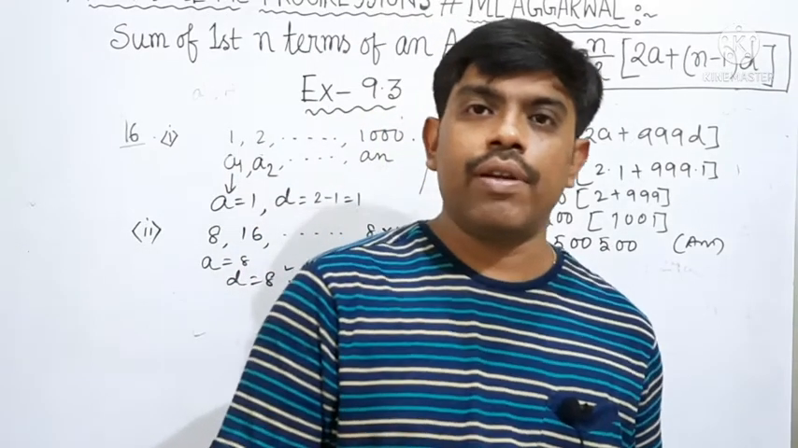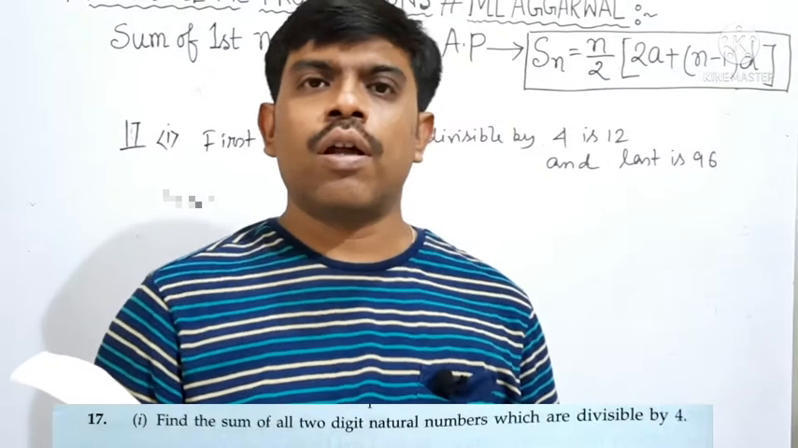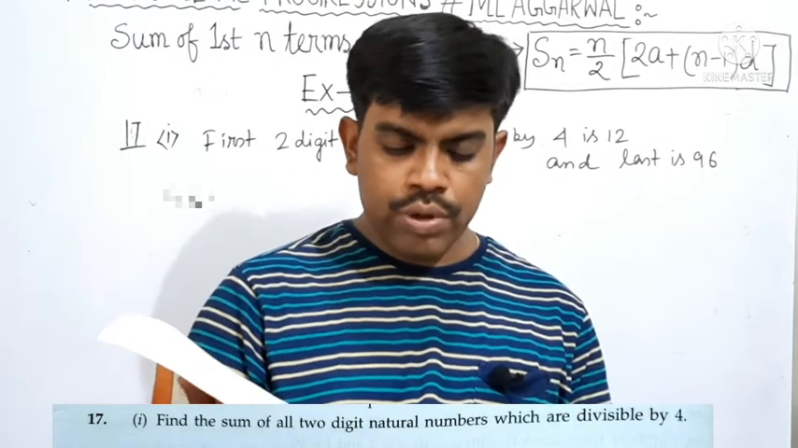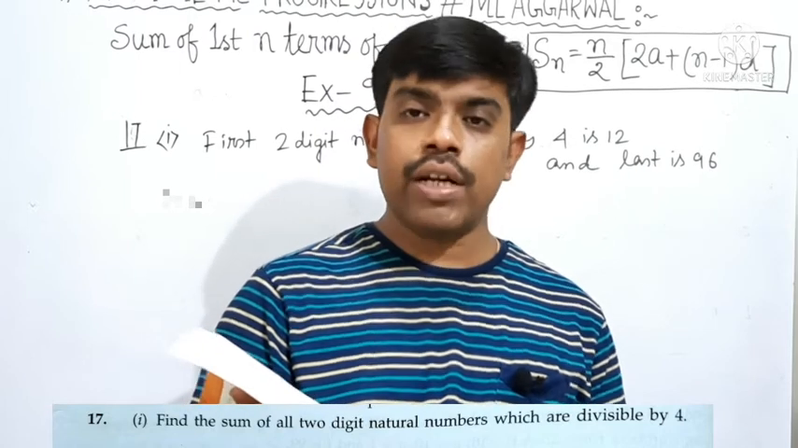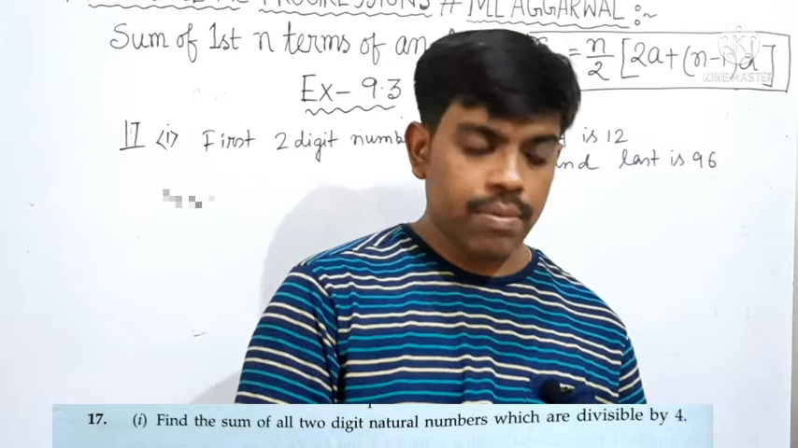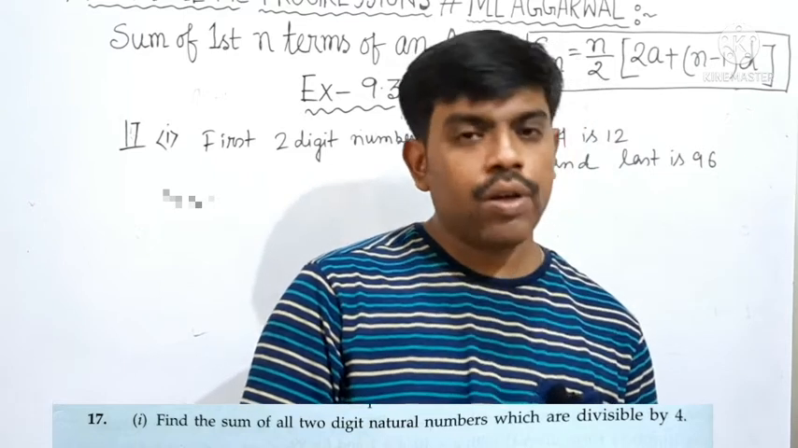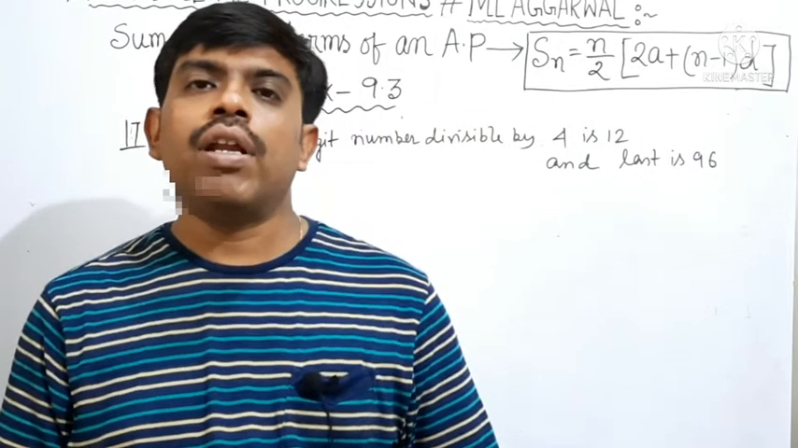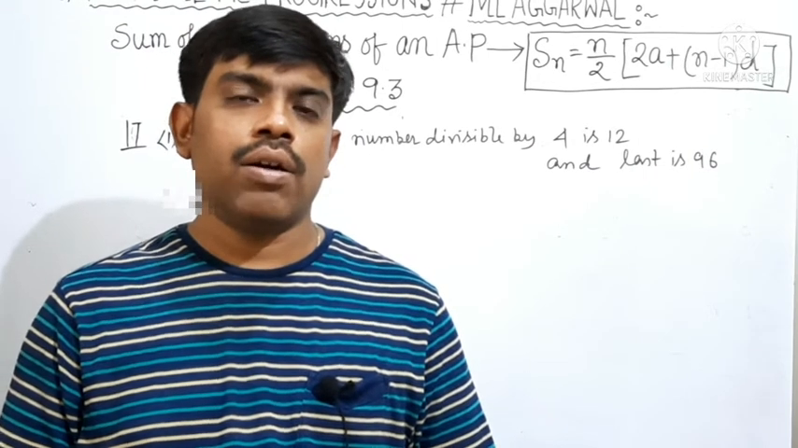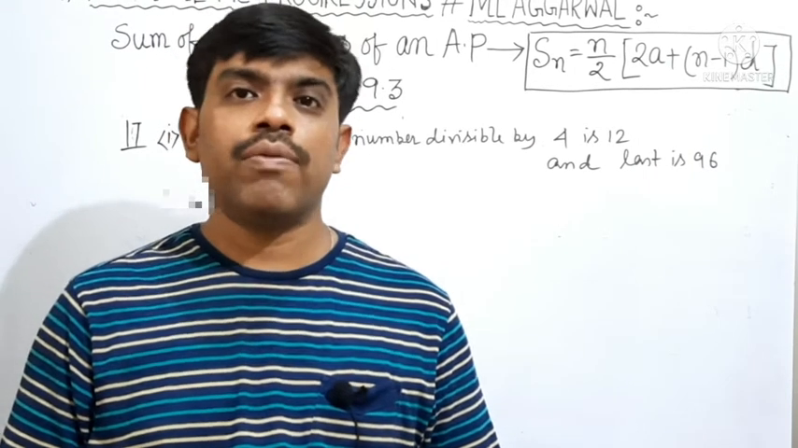Next we will solve 17.1. Now we will solve problem number 17.1, and the problem is: find the sum of all 2-digit natural numbers which are divisible by 4. So at first you will have to think about this matter, all 2-digit numbers which are divisible by 4.